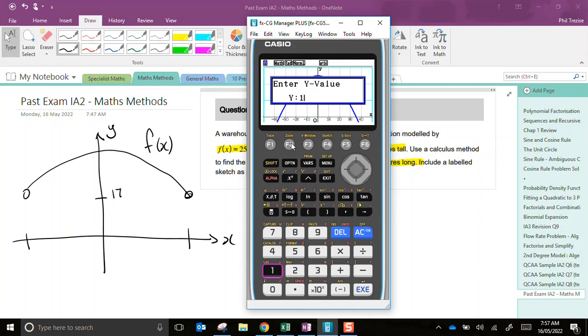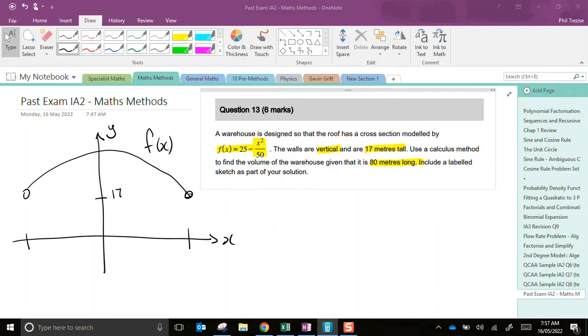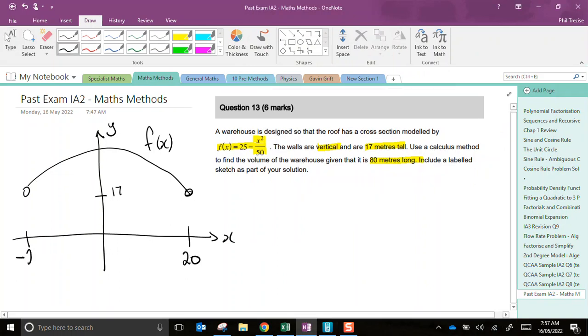I'm going to enter the y value of 17 that was given in the question. Now there's my first point. It's x of negative 20. Let's try that again by hitting the right arrow and it jumps across y equals 17, x equals positive 20. That was nice and convenient, wasn't it? So I'll label those. That's positive 20 there, and that's negative 20 there. That would be the vertical walls, which are 17 meters tall.